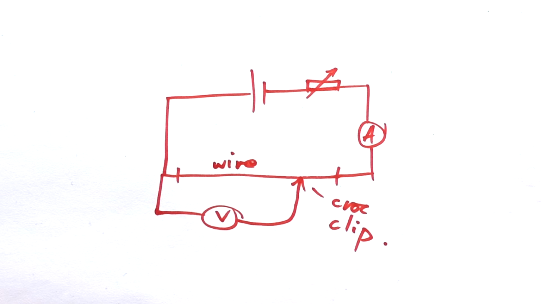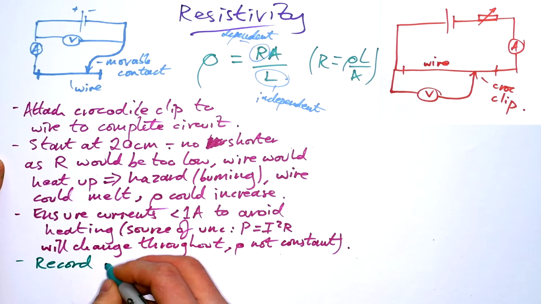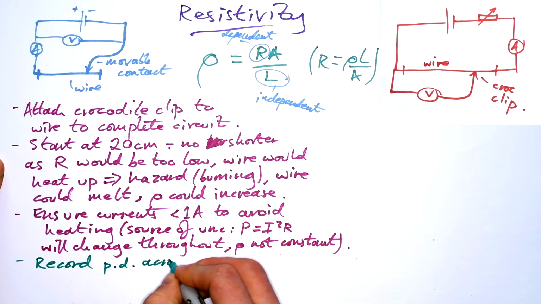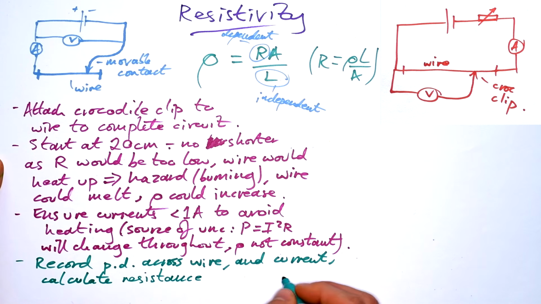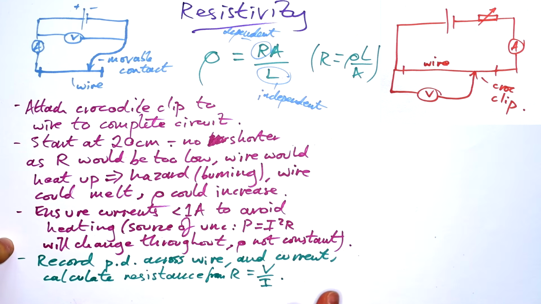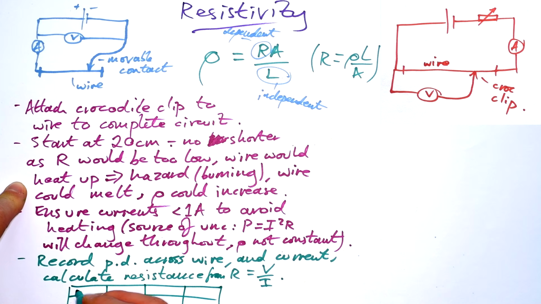But this is still the better way of making the circuit, just so you know. So we record PD across wire and current, calculate the resistance. We know that V equals IR, so R is going to be V over I. And so that does mean that we're going to have a fairly beastly results table where we're going to have length in meters, PD, current, and then we're going to have to find resistance after that.